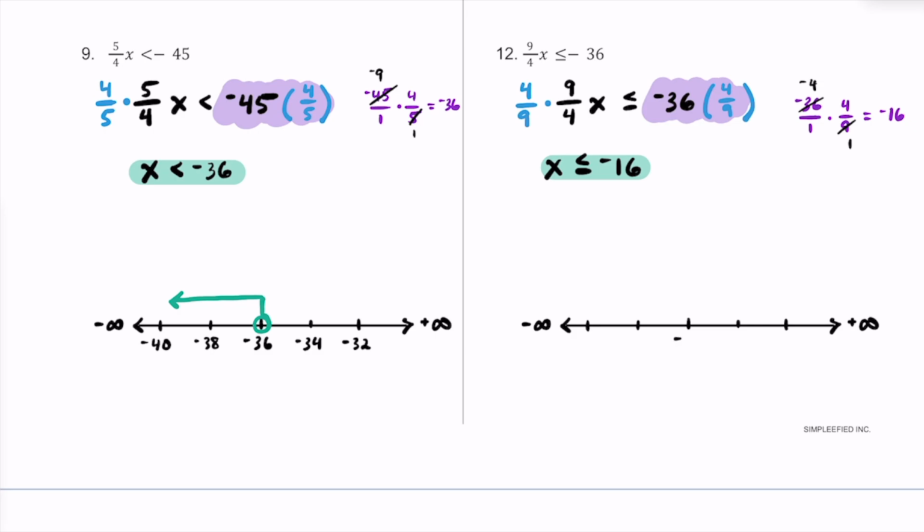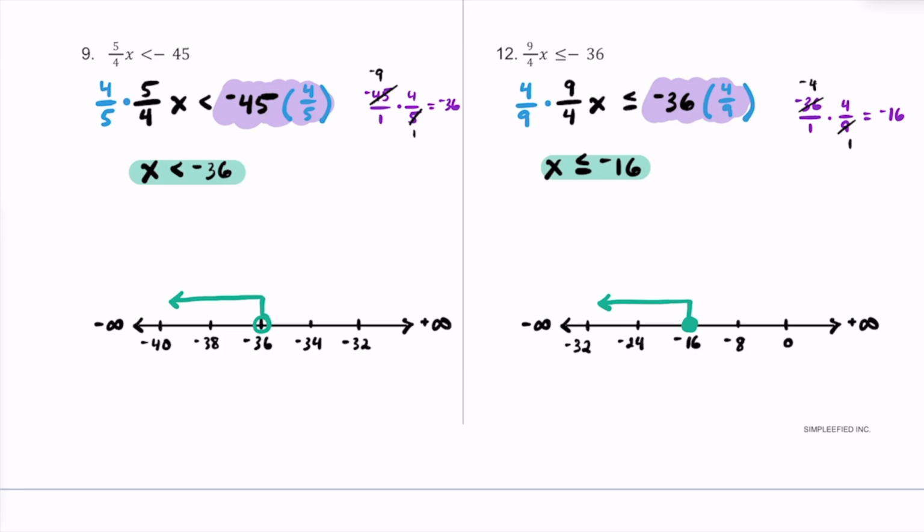Alrighty, so for a quick graph, let's put negative 16 in the middle. I'm going to jump by 8s here, so we'll have negative 8 and 0. And going smaller by 8, that's negative 24. And smaller by 8, that would be negative 32. So what could x be? Well, x is allowed to be less than or equal to negative 16. So let's put a closed circle on this negative 16 because it's allowed to be negative 16. And anything that's smaller than negative 16 would make this inequality true.